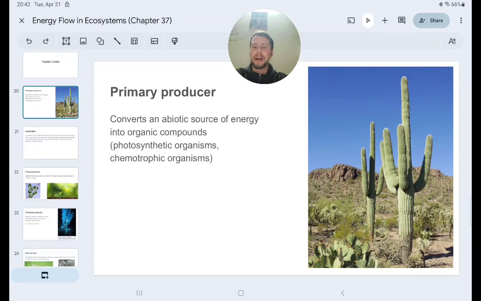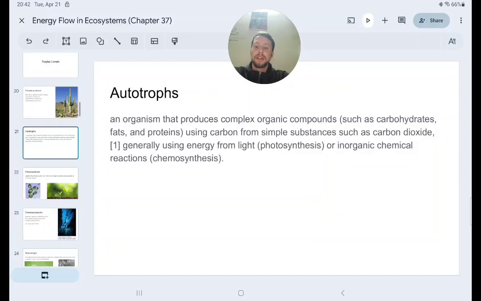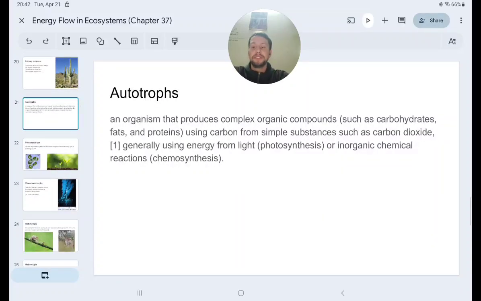Primary producers convert an abiotic source of energy into organic compounds. Mainly, we're thinking of photosynthesis here. This can also be chemotrophic organisms, though. The classic example is there are some, I don't know if they're technically plants, but there are some species at the bottom of the ocean where the tectonic plates meet that are not getting their energy through sunlight, but they are primary producers.